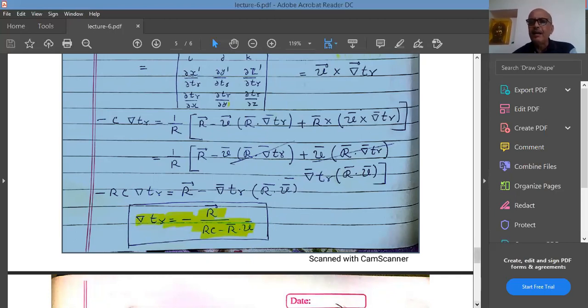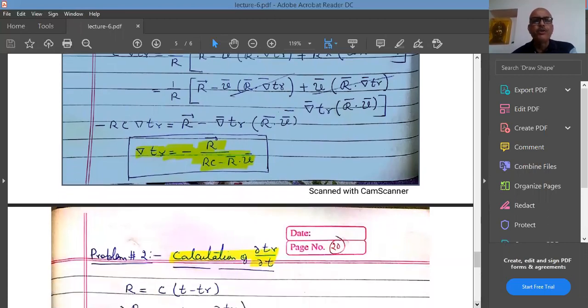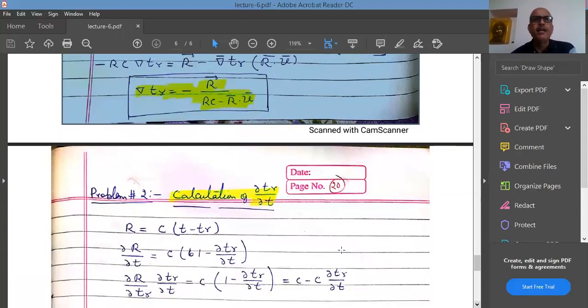Similarly, I will now solve the second problem also. The second problem is the following: here we calculated the spatial derivative of the retarded time. Now next is to solve for finding out del t_r over del t, that means the rate of change of retarded time with reference to t. t is the time of observation.